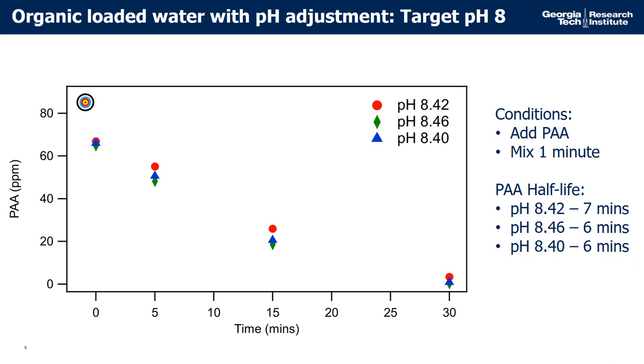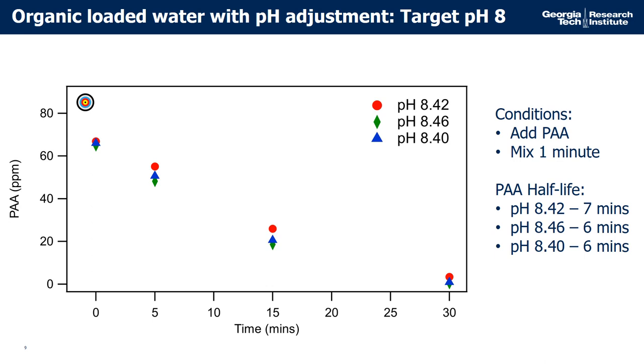We repeated the previous study with a second PAA stock of 22% while focusing on an initial pH of about 8.4. The target PAA levels were higher at 85 parts per million. However, a similar trend as the previous results is apparent. The results can be seen here.